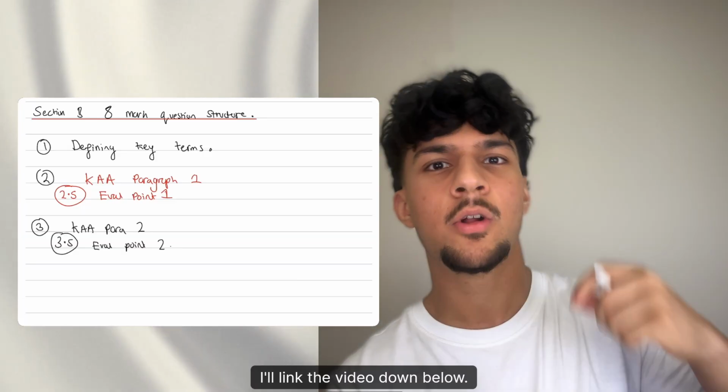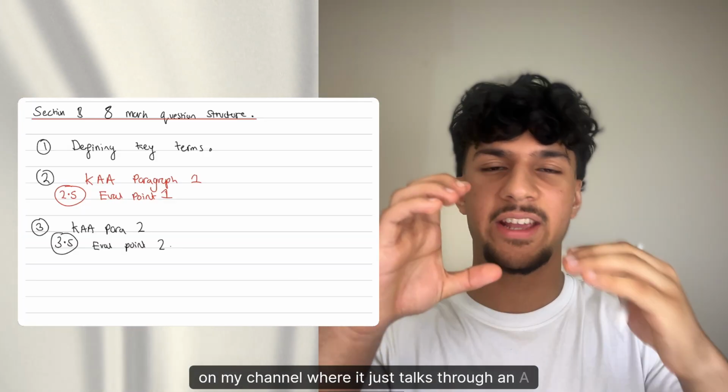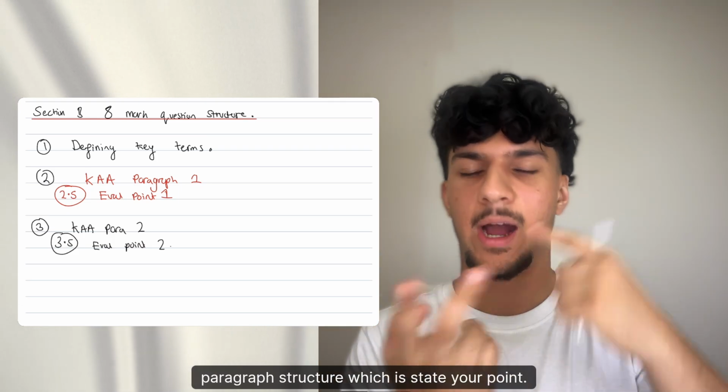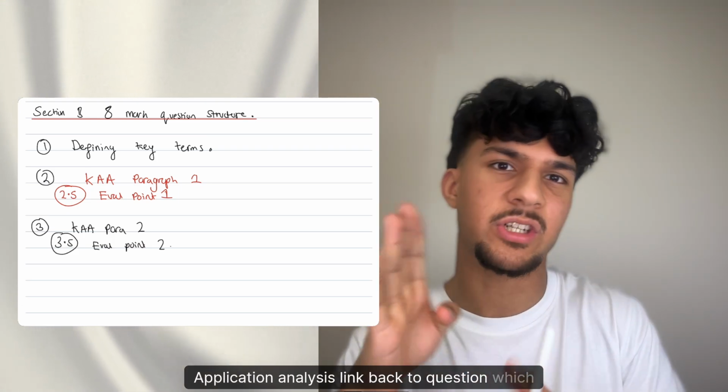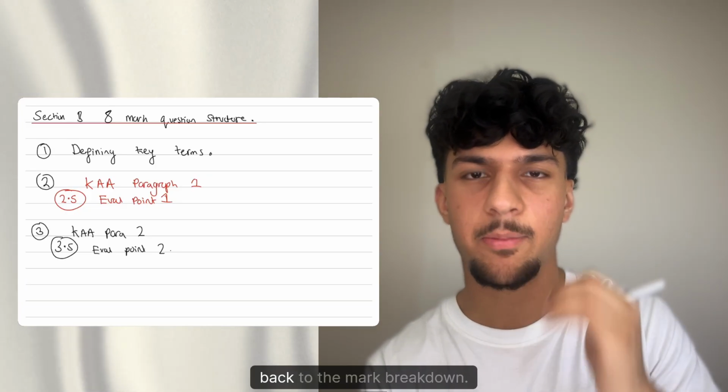I'll link the video down below. It's called the perfect paragraph structure video on my channel, where it talks through an A-star paragraph structure, which is state your point, application, analysis, link back to question, which covers all those KAA points. The second point I want to mention is thinking back to the mark breakdown.